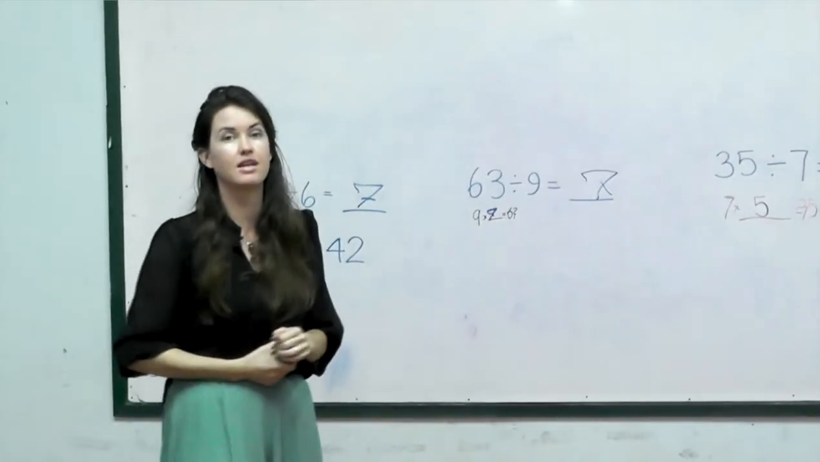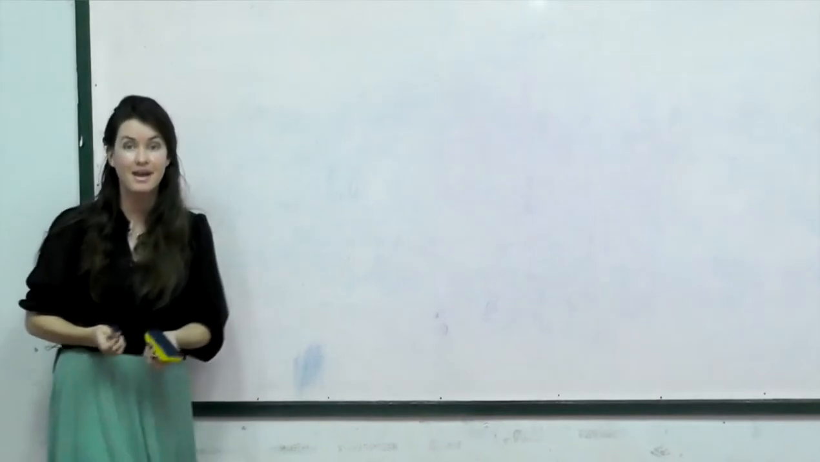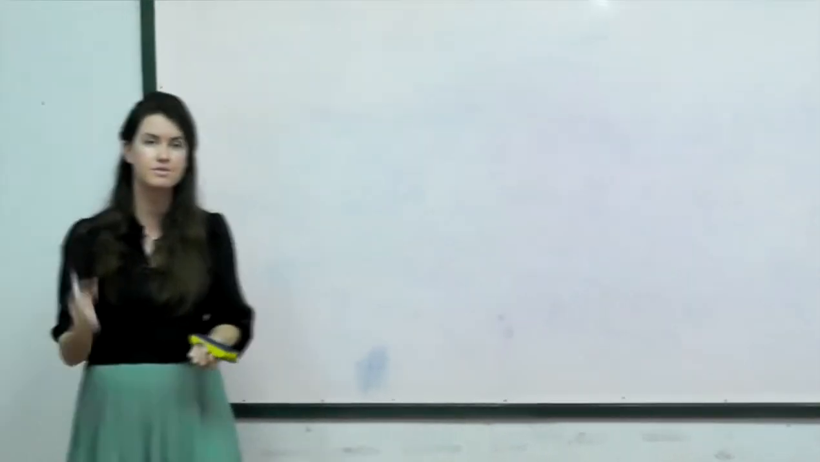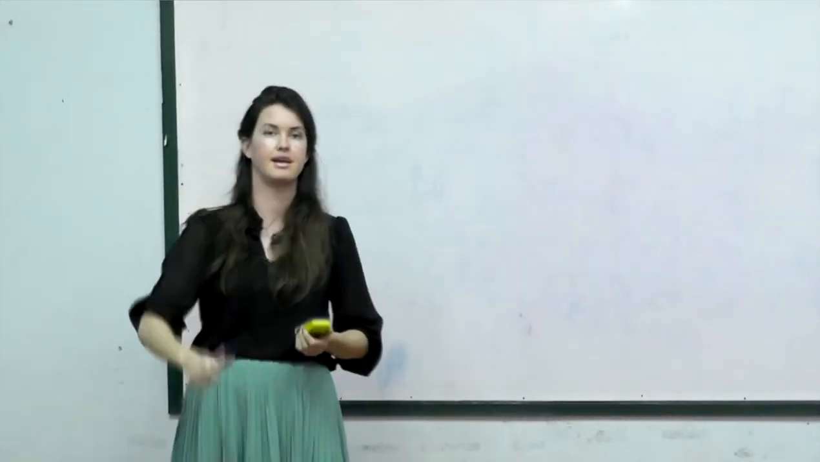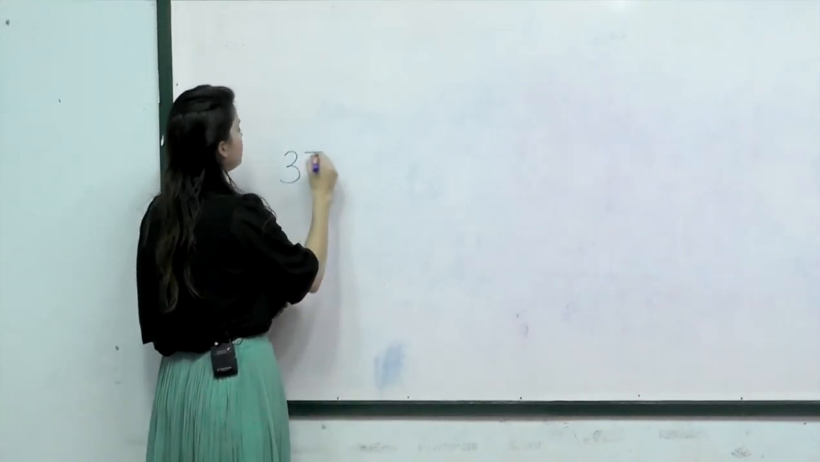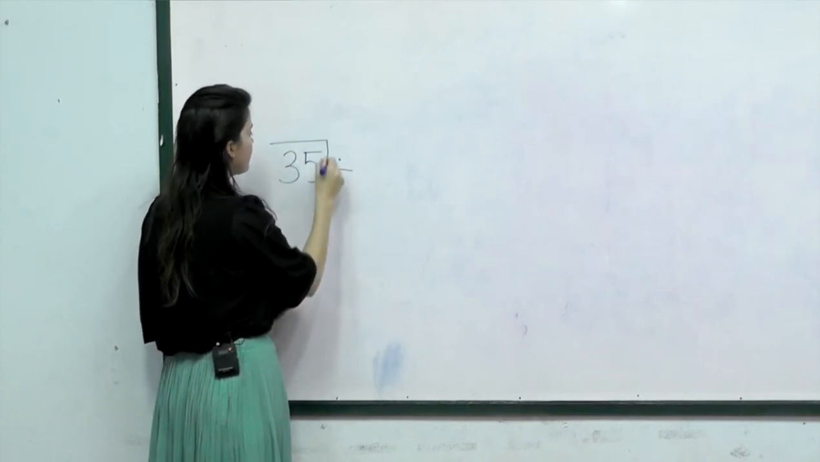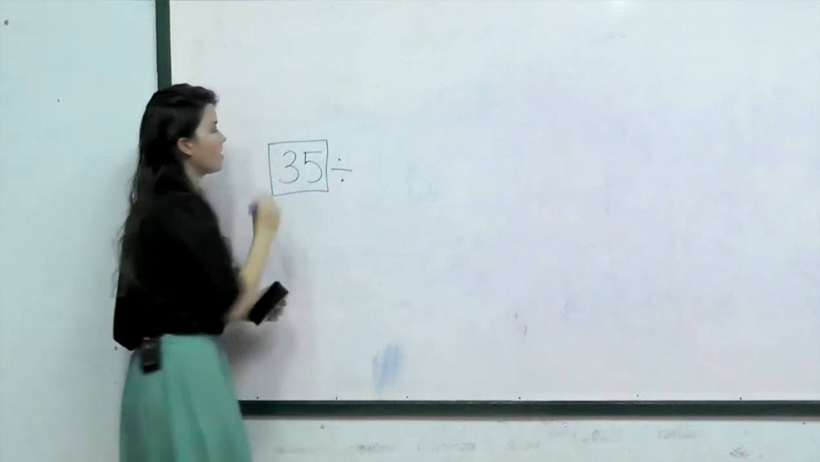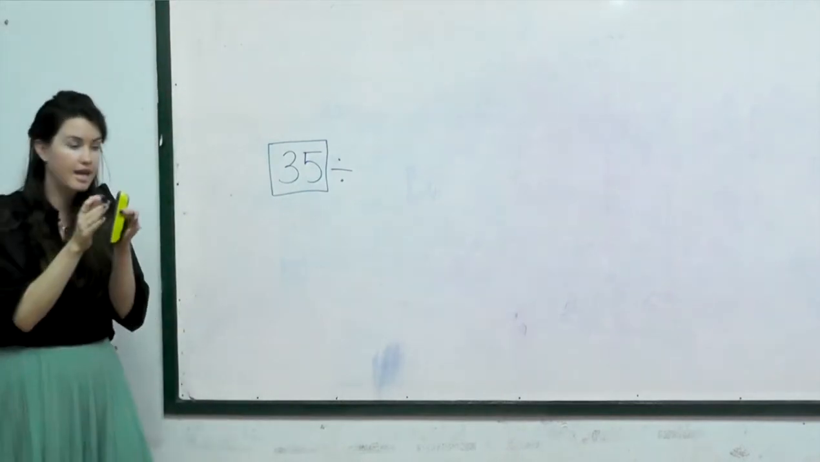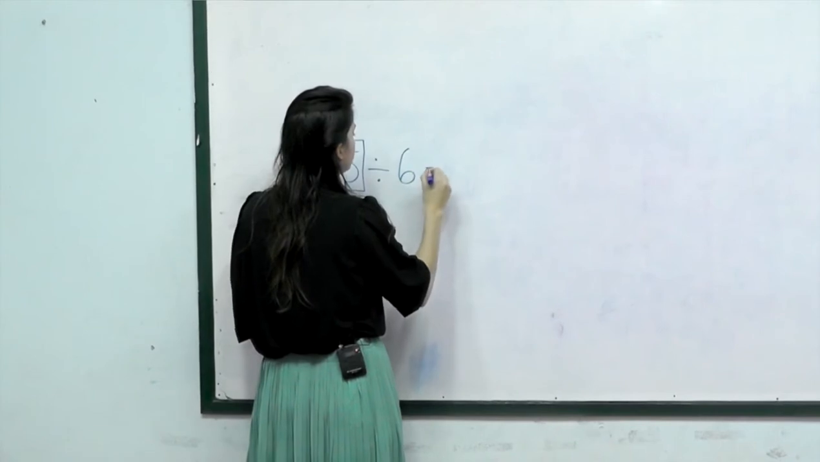So we are going to do a little bit more practice. This time you're going to be doing it all on your own. Okay, we're going to do some more division problems. We're going to do it a little bit differently this time. We're still going to have our division problem, like we'll use the last one we had for our example. But we're going to try to think about it this time with playing our close game. So 35 divided by 6.